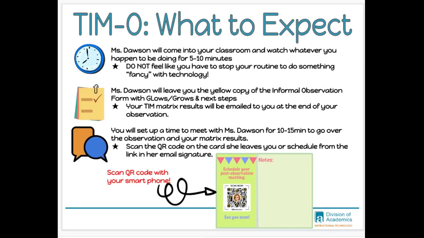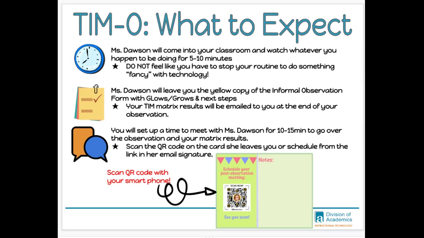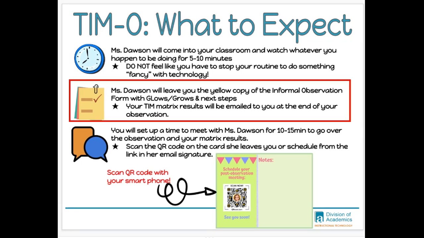Now let's talk about what to expect with the TIM-O. I will come into your classroom and watch whatever you happen to be doing for 5 to 10 minutes. Do not feel like you have to stop your routine to do something fancy with technology. I will leave you with the yellow copy of the informal observation form with your glows and grows and next steps. Your TIM matrix results will be emailed to you at the end of your observation.